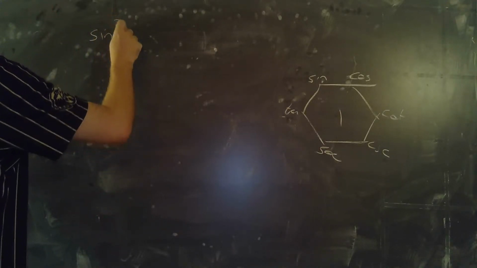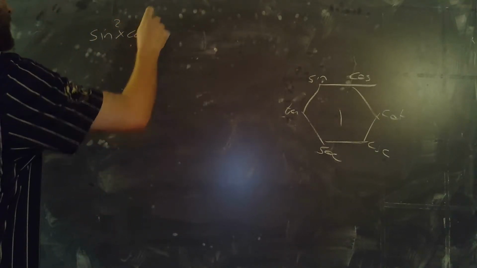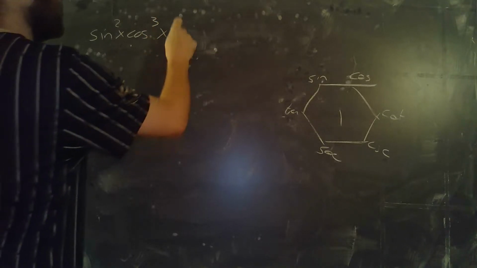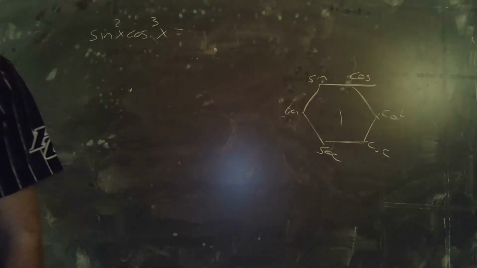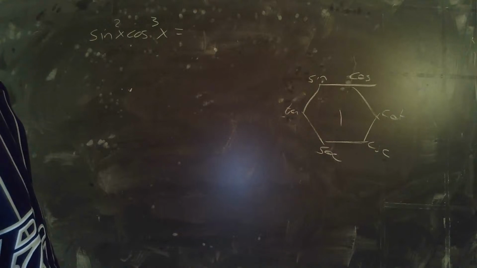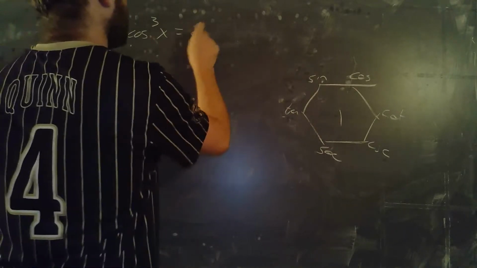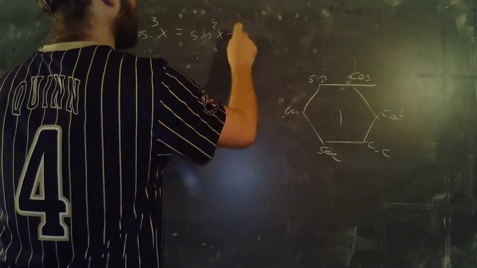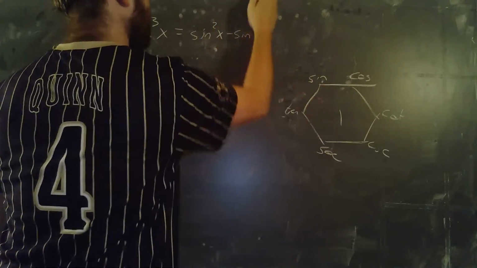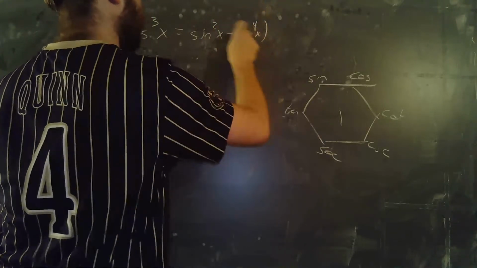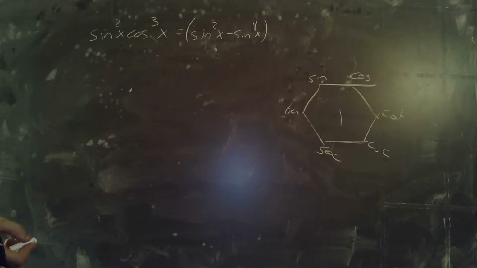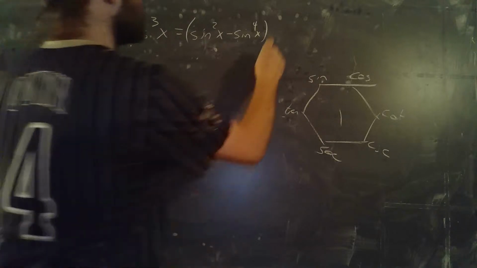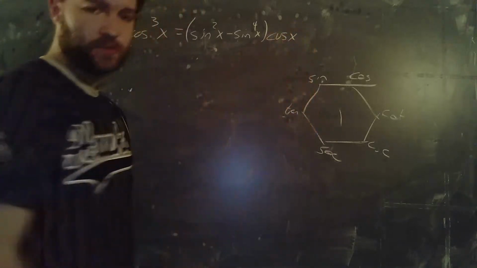Sine squared x cosine to the third x is equal to sine squared x minus sine to the fourth x, sorry, times cosine. Let's do this.